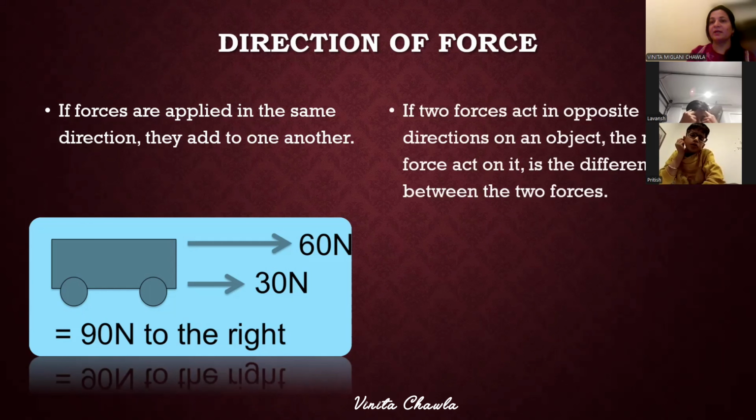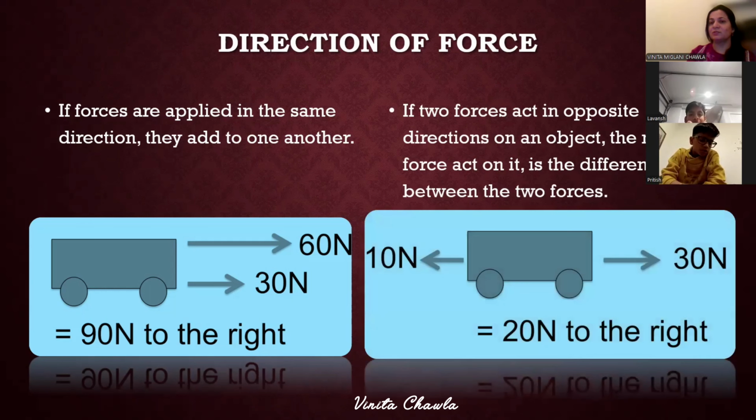But if the forces are acting in the opposite direction, then we take the difference of the two forces and the object moves towards the force which has greater magnitude. As you can see in this particular case, we have a trolley and there are two forces acting on it. One is 10 Newton, other is 30 Newton, and the forces are acting in the opposite direction. Then the object will move towards the greater force. As you can see here, 30 Newton is greater than 10. So the object will move towards the 30 Newton force.